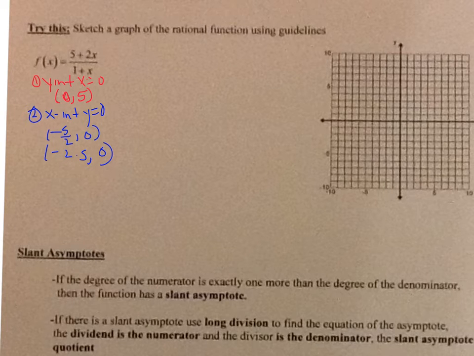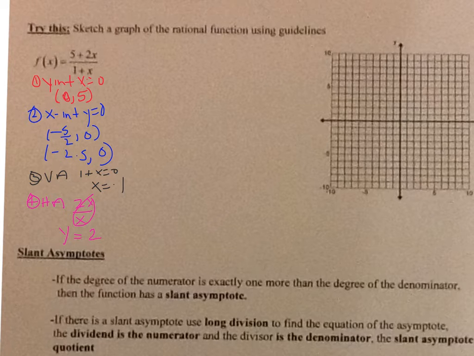The next thing, number 3, we want our vertical asymptotes. That's when the denominator is equal to 0. So that's 1 plus x equals 0, so x equals negative 1. And then I would want my horizontal asymptote. So that's the 2x over x. These are the same. When they have the same exponent, that means n is equal to m, so my horizontal asymptote would be the ratio of the coefficients, so y is equal to 2.